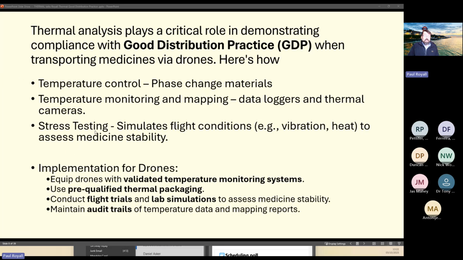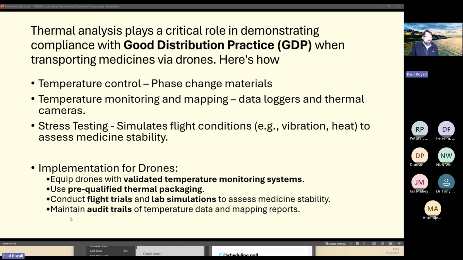And we need to do stress testing. We need to simulate these things in the lab, so then we can show that our medicines can survive and we can give a specification. This medicine needs to be held between 2 and 8 degrees. This medicine needs to be held at 20 to 22 degrees. Or in terms of the COVID vaccine, this medicine needs to be kept at -80.